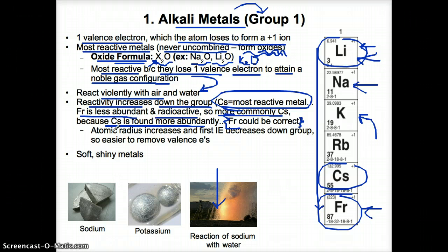The reason why reactivity increases down the group is because atomic radius increases and first ionization energy decreases down the group. So as you get further and further down the group, it takes less energy to pull off the electrons, and you're further away from the nucleus, so you feel less attraction. So it's easier to remove electrons and be metallic, as metals should be. So it's even more metallic down here as you get further from the nucleus. Finally, alkali metals are soft, shiny metals like sodium here or potassium here, as you can see.